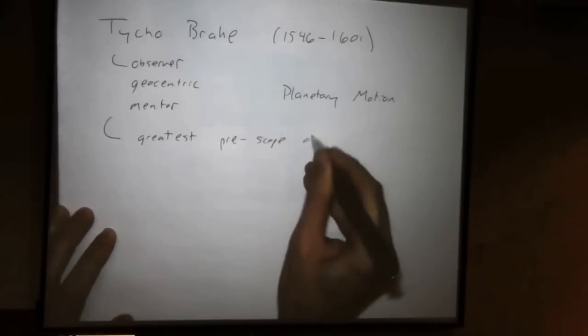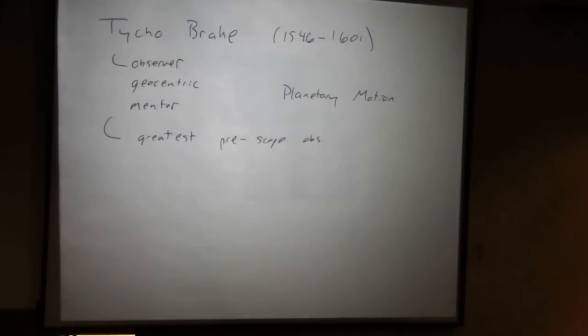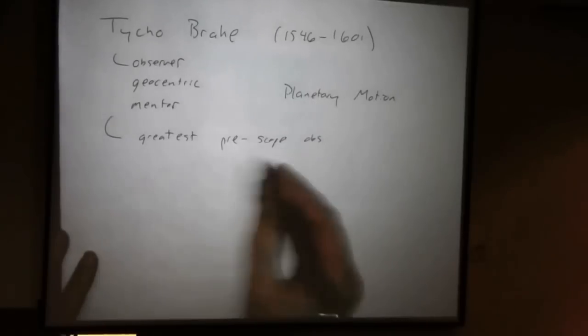Pre-scope observer. And that may seem kind of like a silly thing. How can you be an observer without a telescope? But back then, there were observers, and what they did is measure the positions of things. The positions of stars, and most importantly, the positions of planets, because planets are wandering across the sky. If you have a geocentric model or a heliocentric model that you want to test, you test it against the actual positions of the planets in the sky. So someone has to measure that. And he was the best. He could measure positions without a telescope.